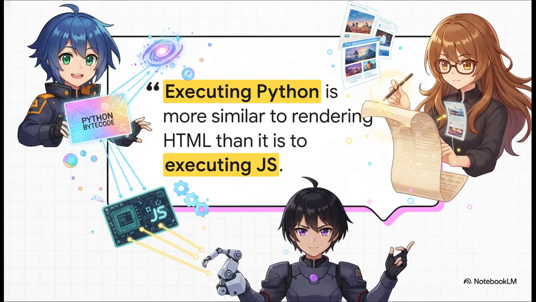Look at this profound insight from the source material. Executing Python is more similar to rendering HTML than it is to executing JS. I mean, think about that for a second. Python's bytecode isn't an explicit step-by-step machine instruction manual. It's more of a high-level description of what the runtime should do. Just like when a browser reads HTML and has to do a massive amount of interpretation to figure out how to actually draw the page, Python operates in that exact same highly interpretive way.